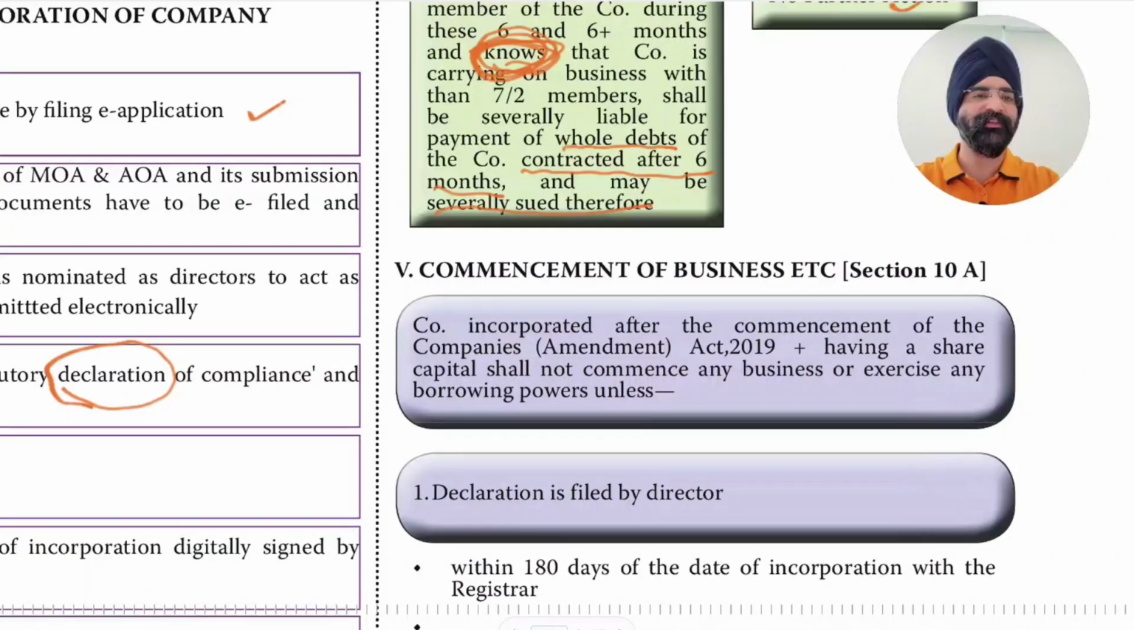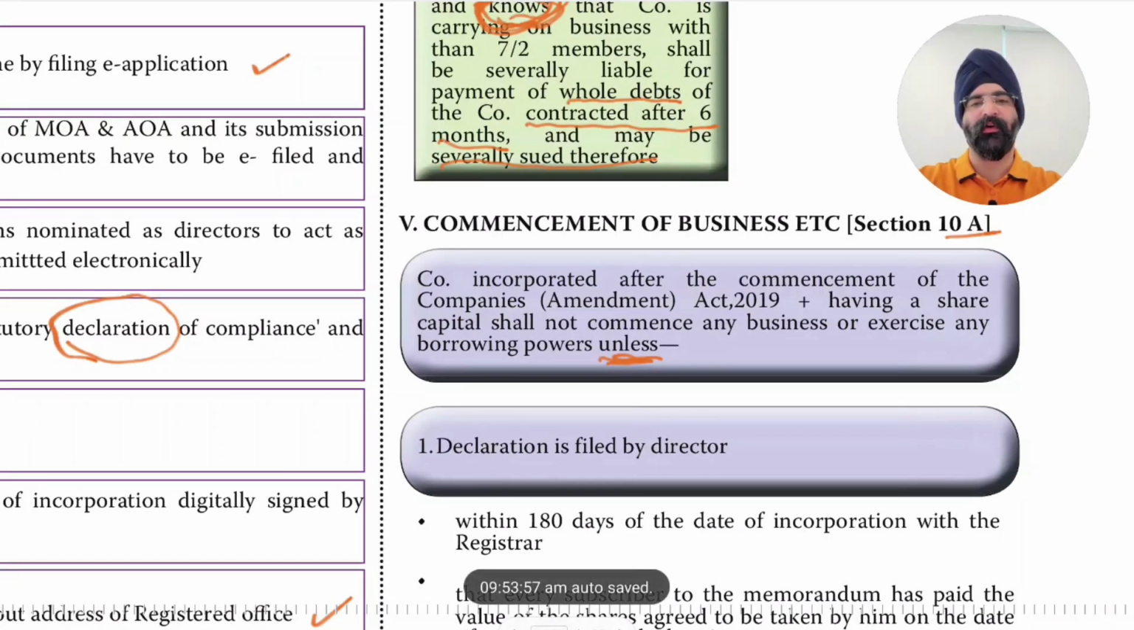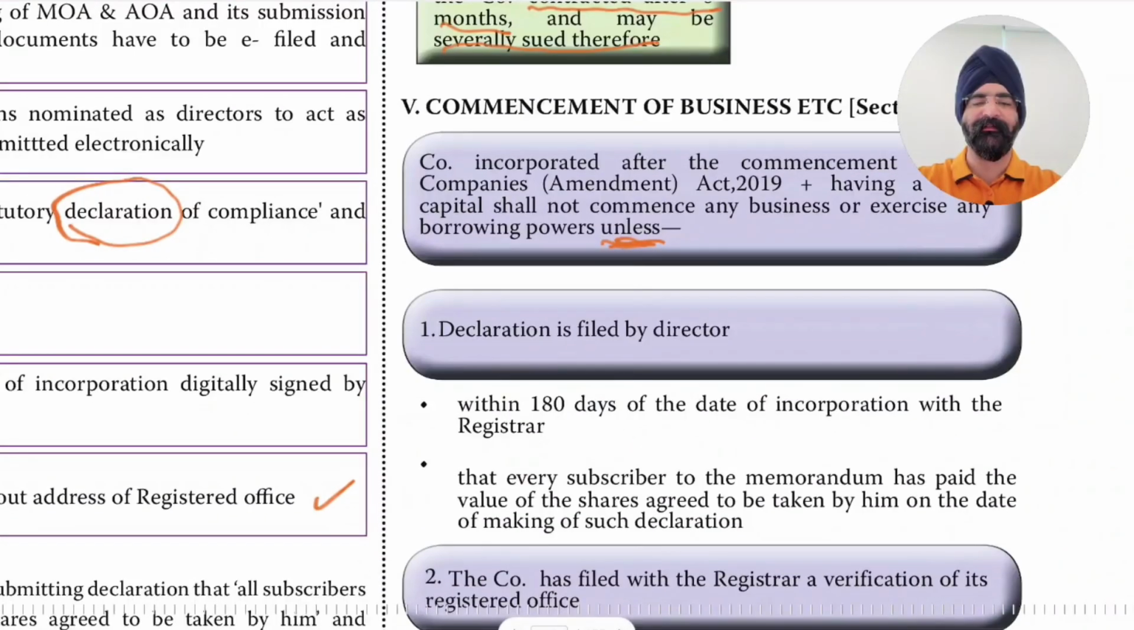Commencement of business, etc. Section 10A. A company incorporated after the commencement of the Companies Amendment Act 2019, and having a share capital, shall not commence any business or exercise any borrowing powers unless a declaration is filed by a director. So they cannot commence business and they cannot infuse funds into the company through borrowing.